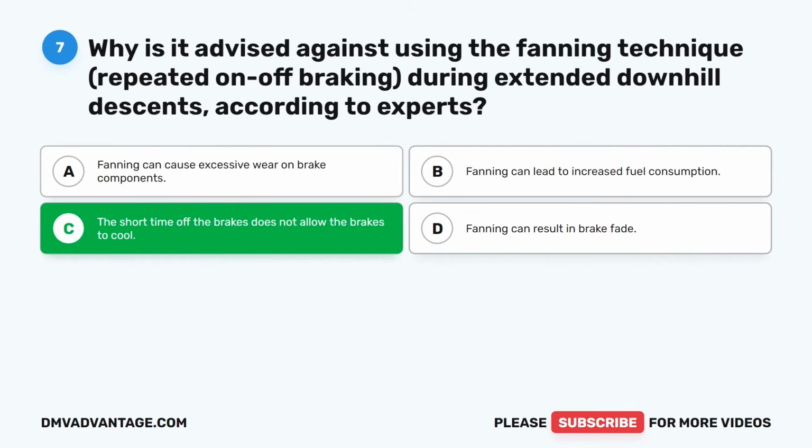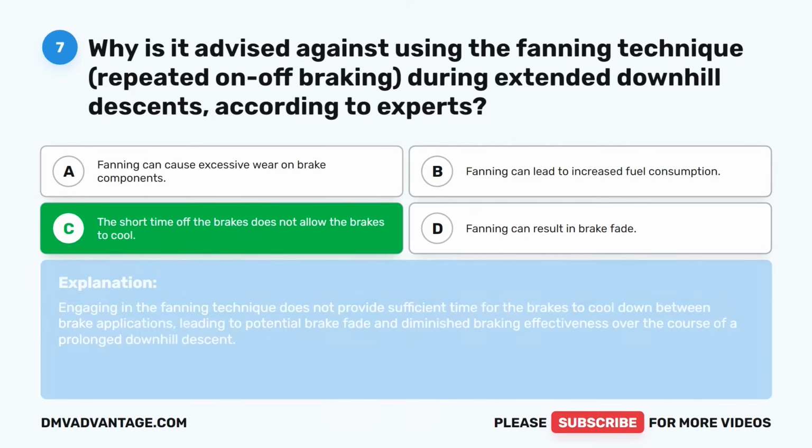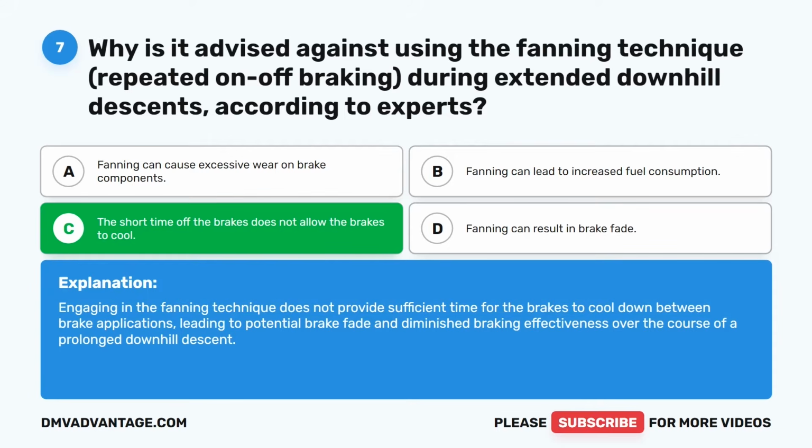The short time off the brakes does not allow the brakes to cool. Engaging in the fanning technique does not provide sufficient time for the brakes to cool down between brake applications, leading to potential brake fade and diminished braking effectiveness over the course of a prolonged downhill descent.